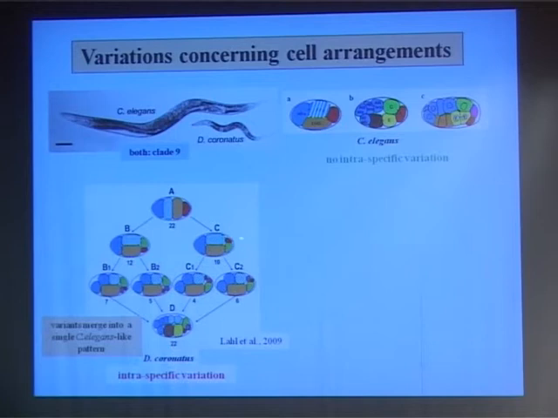The point I want to make here is that when this one divides, we get two different versions of it. And if each of them divides, they generate another two possible positions here. So we have four different versions here, where cells are just located differently and have different neighbors. However, all of these ones merge into one common pattern, as shown here before the onset of gastrulation.